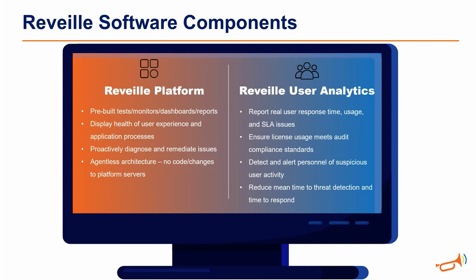On the left-hand side of the screen, you'll see we have something called the Reveille platform code. That's the code that we put on a server in your environment, whether it's cloud, on-prem, or a different permutation. And that's the code that we point at things like OnBase or Alfresco. What that code contains is about 60 out-of-the-box tests that examine the performance of all of the underlying processes that go on in an OnBase and an Alfresco.